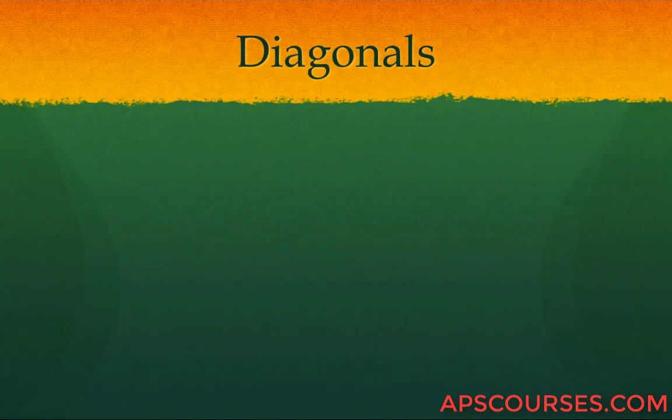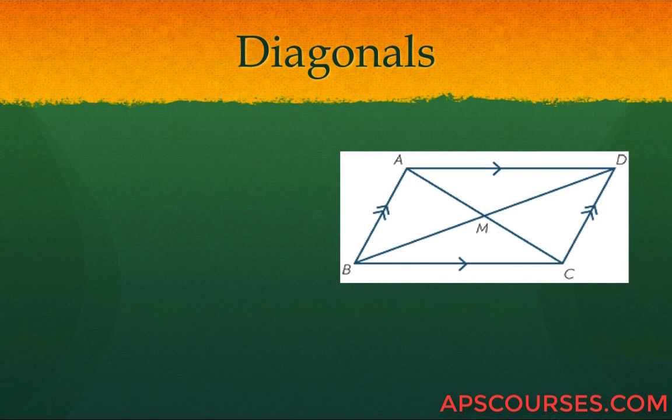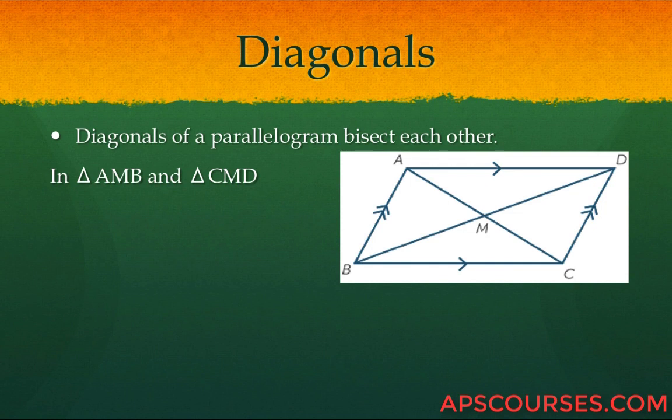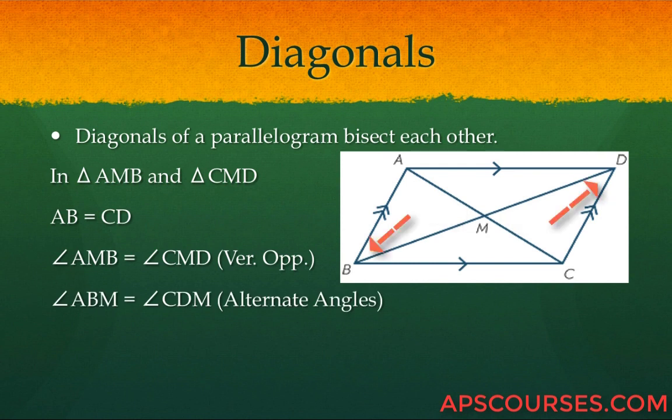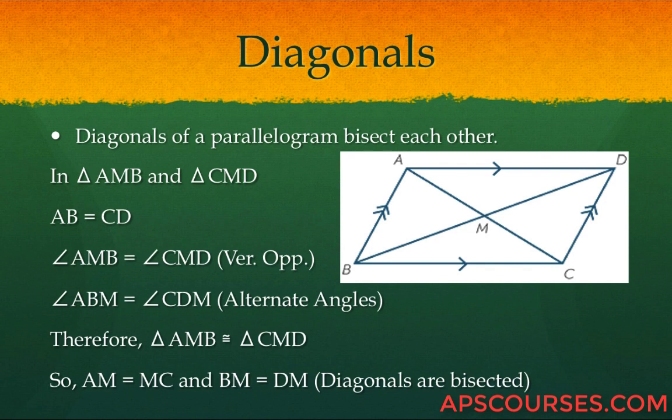The diagonals of a parallelogram. If ABCD is a parallelogram, its diagonals bisect each other. In triangle AMB and triangle CMD, AB is equal to CD. Angle AMB is equal to angle CMD since they are vertically opposite angles. And angle ABM is equal to angle CDM since they are alternate angles. Therefore, triangle AMB is congruent to triangle CMD and hence AM is equal to MC and BM is equal to DM. That is, the diagonals are bisected.